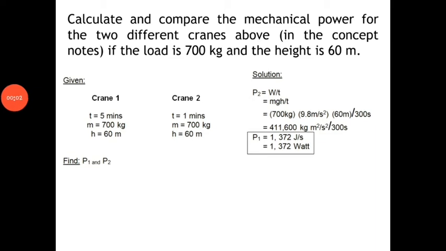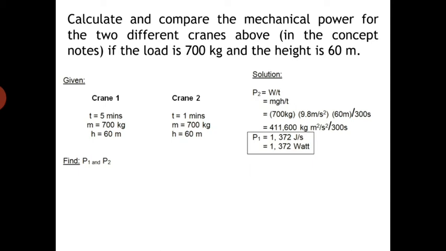Okay, in the solution, let's first find P sub 1. Now remember that the formula for power is P is equal to W over T. Here we need to get the value of work. Since we are not given the value for work, we need to solve for it. And how are we going to get the value for work? Remember that work is also equal to the energy. So here, the gravitational potential energy of the crane is what we are going to use for the value of work.